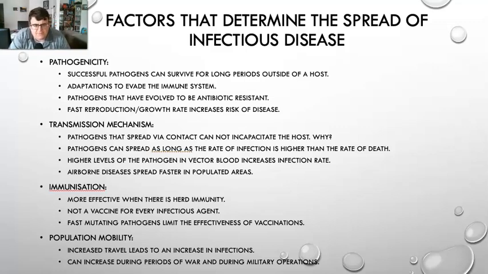So pathogenicity. When we're talking about pathogenicity, basically we're talking about pathogens that can survive for a long period outside of a host. They have adaptations to evade the immune system. They might be antibiotic resistant. They might be fast at reproducing, or their growth rate's really fast, which causes an increased risk of disease. If you have any of those things and you've got a really pathogenic infectious disease, first off, the spread starts to get a lot worse.